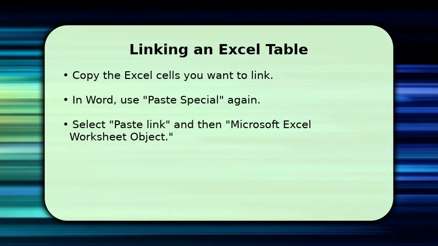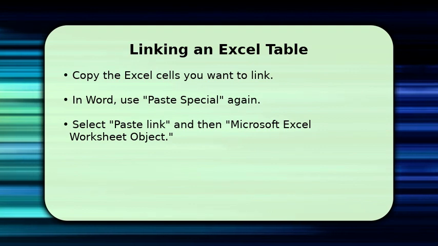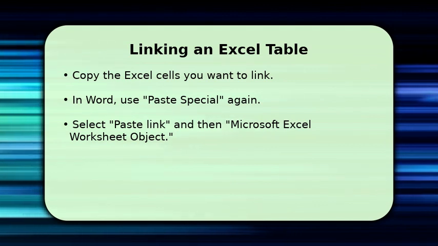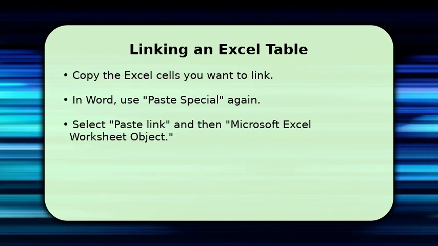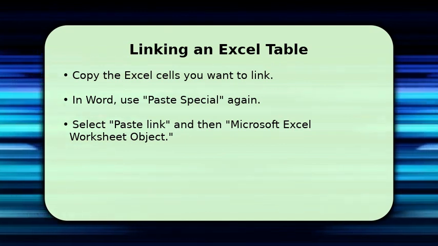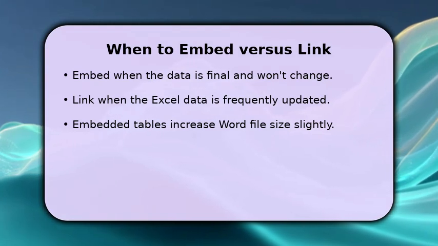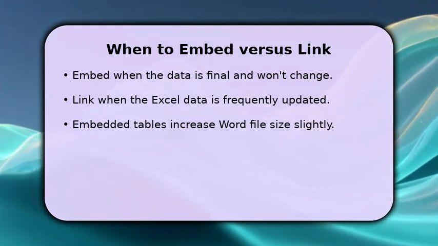For a dynamic table, linking is the way to go. Copy your Excel cells as before. In Word, go to Paste Special, but this time, choose Paste Link before selecting Microsoft Excel Worksheet Object. This establishes a live connection. If you change data in your original Excel file, the Word table will update automatically, ensuring your document always shows the latest information. Deciding between embedding versus linking depends on your needs.